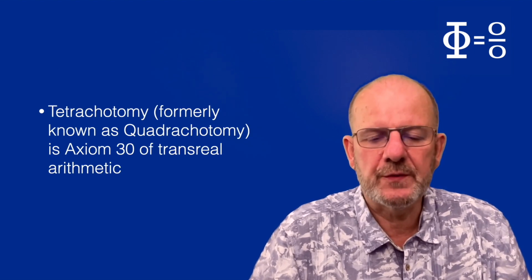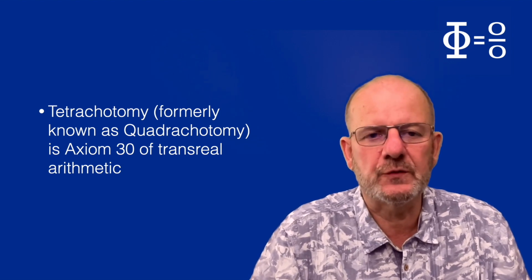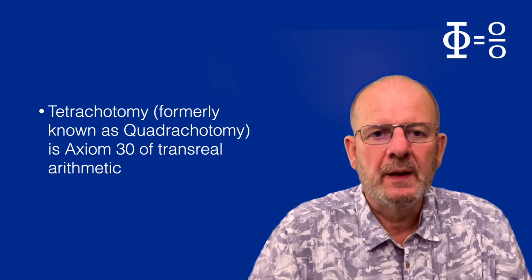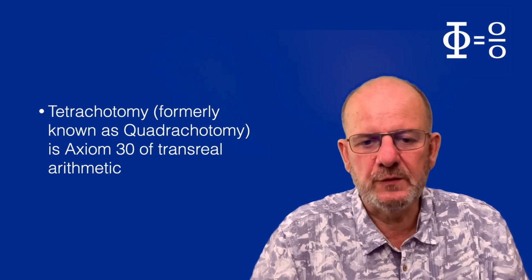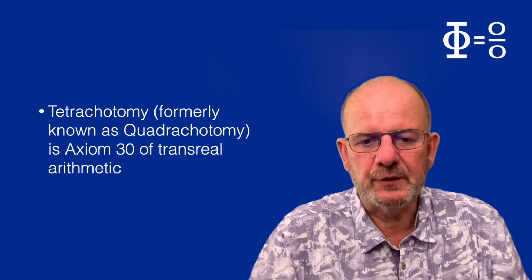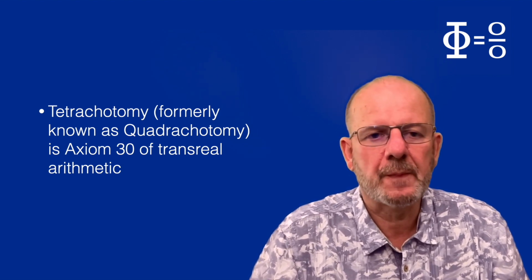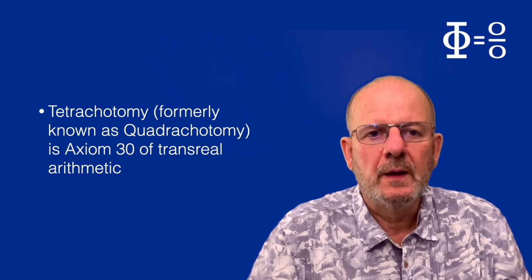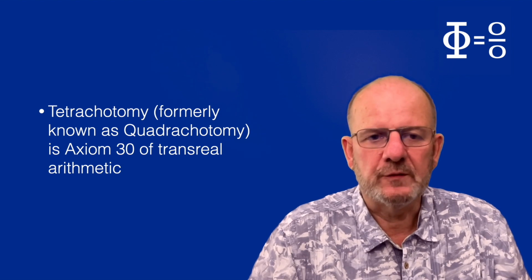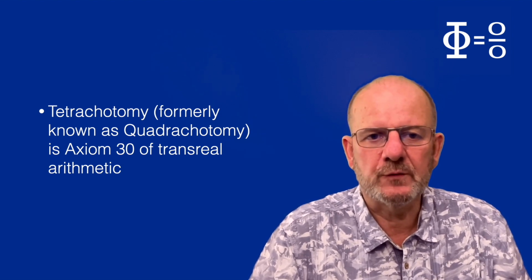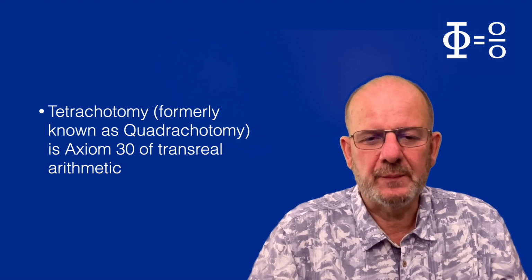Tetrachotomy is axiom 30 of Transreal Arithmetic. It's built deep into the heart of Transreal Arithmetic. I used to call this axiom quadrichotomy, but when I was making the YouTube video, I realised I should use the Latin root for 4, not the Greek root. You'll use tetrachotomy every time you do transmathematics. If you forget what tetrachotomy is, watch this video again, or just pick it up as you go along.